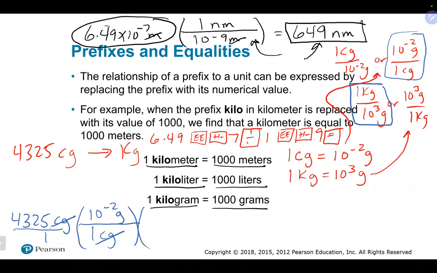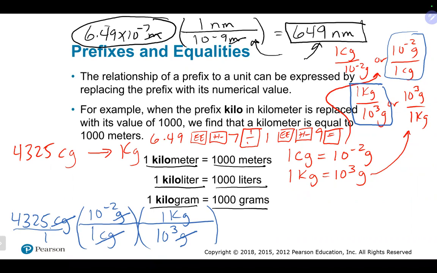Now I could take the 10 to the 3 grams on the bottom, and 1 kilogram up on top. Now I know the grams will divide out the grams. The only unit left at this point is kilograms, and it's on top, which is what I want. So math-wise, I'm going to take 4,325 and multiply it by basically 1 times 10 to the minus 2.